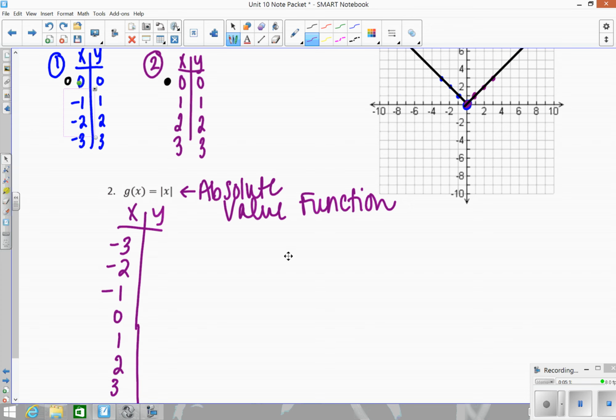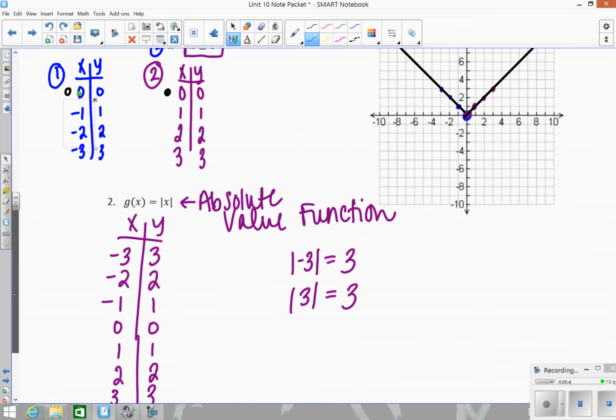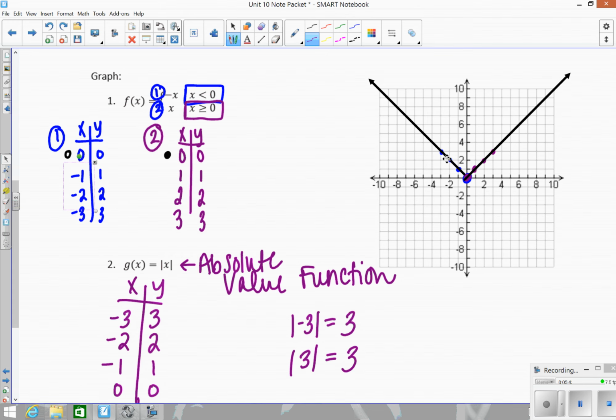So if you take the absolute value of -3, it's going to equal +3. You take the absolute value of -2, you're going to get out +2. Absolute value of -1 is 1. Absolute value of 0 is 0. Absolute value of positive numbers, so let's say I take the absolute value of 3, is still going to be 3. So all of these numbers are just going to be the same. So basically, if you go to plot these points, we have -3, 3, -2, 2, -1, 1, 0, 0. I'm just plotting all those points I just came up with.